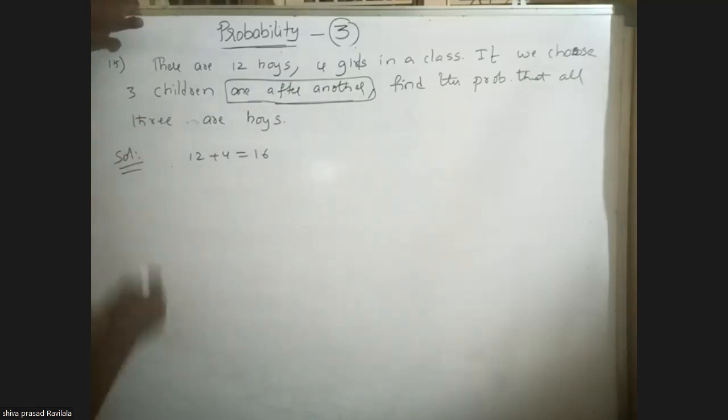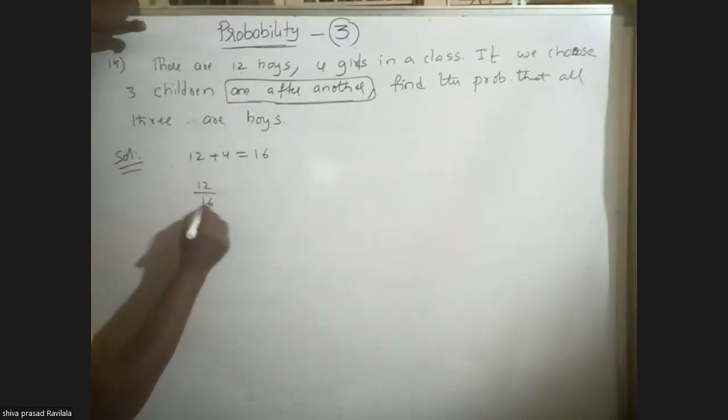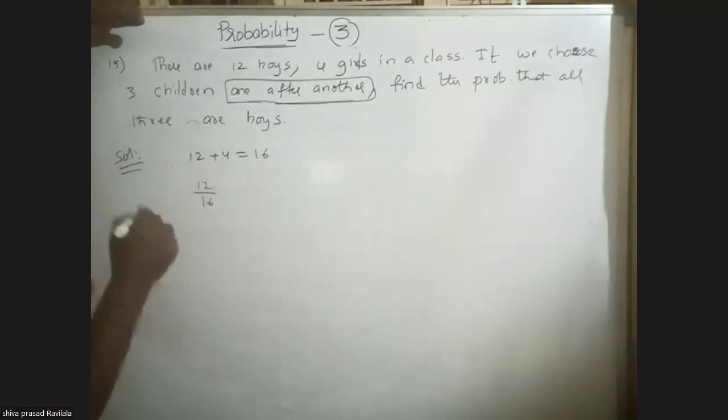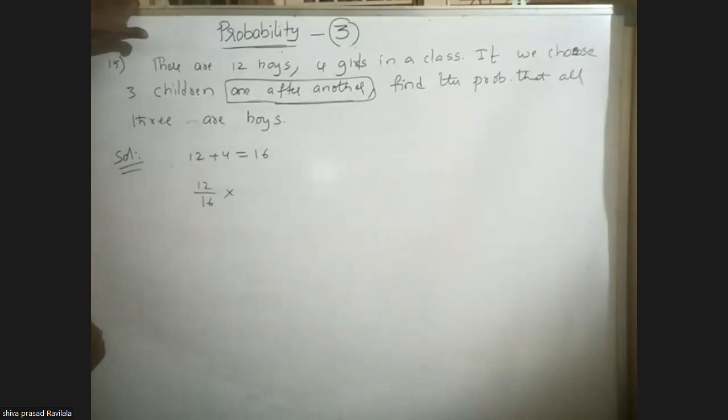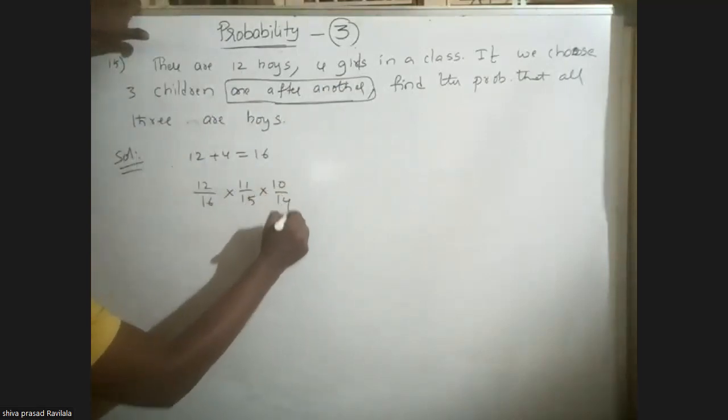Therefore, first I am selecting 1 boy. Therefore, 12 by 16, I mean 12C1 by 16C1. And next boy, 11 by 15. Very good. Automatically the last one, 10 by 14.